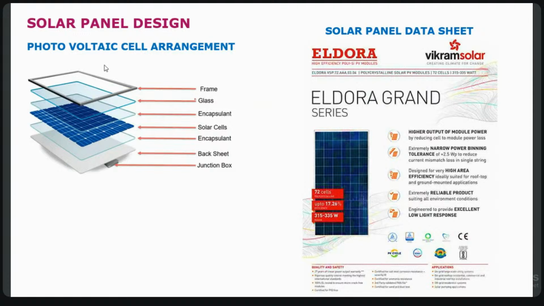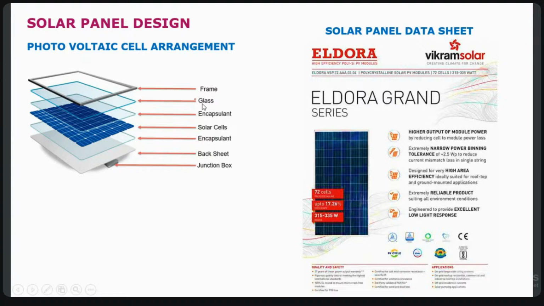Next is how the panel design happens. Generally, this is the solar cell. The solar cell has an encapsulant coating, and above the encapsulant coating there will be glass, then the frame. The encapsulant coating will be on the upper side and the lower side, and below that there will be the back sheet and the junction.